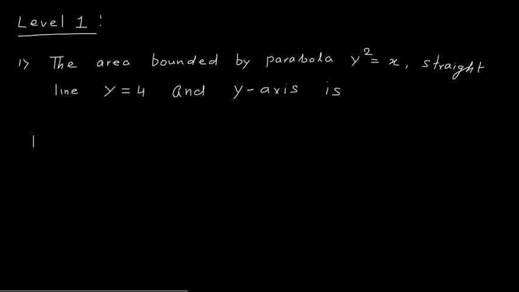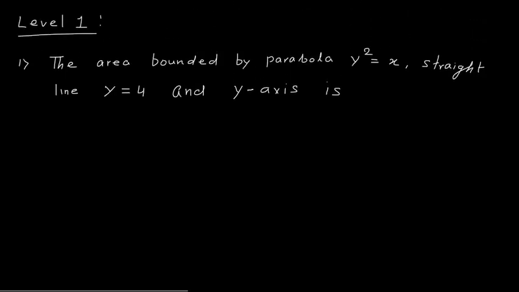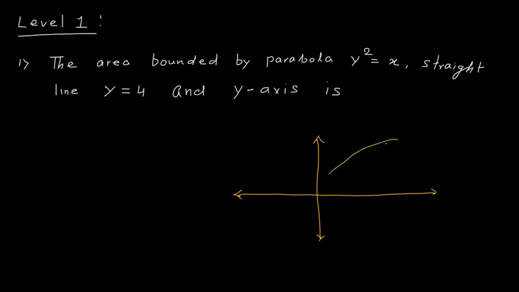Here we have to find the area bounded by the parabola y square is equal to x, a straight line y is equal to 4 and the y axis. It is always recommended that you have an idea how these curves will look when we plot them on the coordinate axis. So I am drawing these curves. The curve y square is equal to x is the equation of a parabola, which looks something like this. It is passing through the origin.